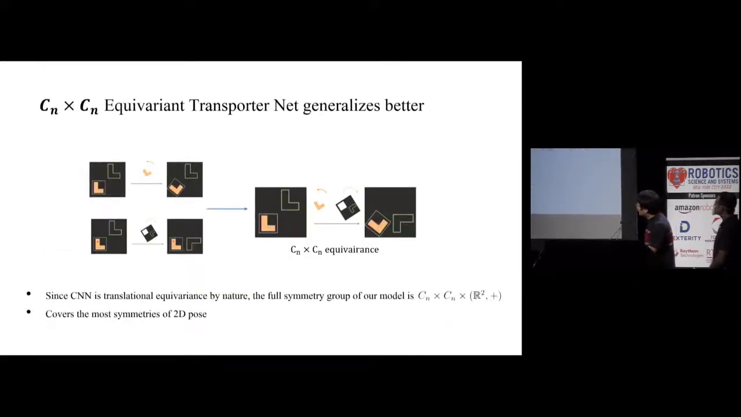By combining the two types of CN equivariance together, our model could achieve CN times CN equivariance. It could generalize the learned pick and place knowledge through rotations on the picked object and the placement. Together with the translational equivariance of CNNs, it covers most symmetries of 2D pose.